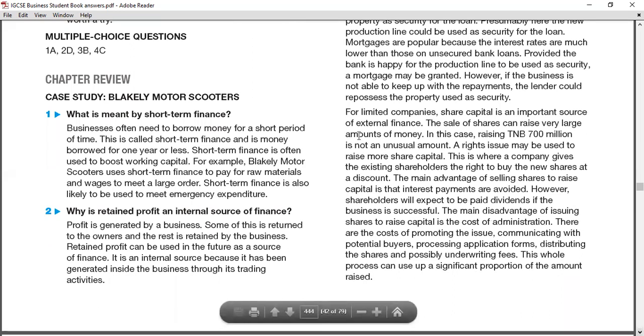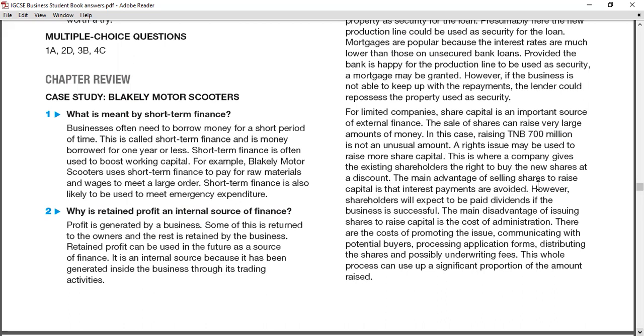Okay, the other thing is the share capital option. In another paragraph, they're talking about limited companies: share capital is an important source of external finance. The sale of shares can raise very large amounts of money. In this case, it's a very good point, students. When you're writing an answer, if you want to link the application, the case study, you can write 'in this case'. These are very important 3 words. And these numbers, TNB 700 million, are a proper application, level 3 application. It is not an unusual amount. A rights issue may be used to raise more share capital, where the company gives existing shareholders the right to buy new shares at a discount. The main advantage of selling shares to raise capital is that interest payments are avoided, no need to pay interest.